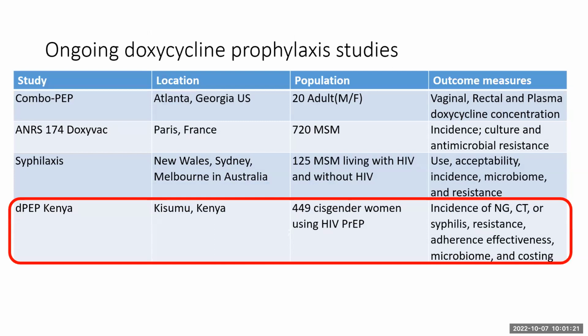But there's only one study highlighted in red here that is being conducted in Kenya, and it's the only study that is looking to provide evidence on doxycycline prophylaxis among cisgender women.